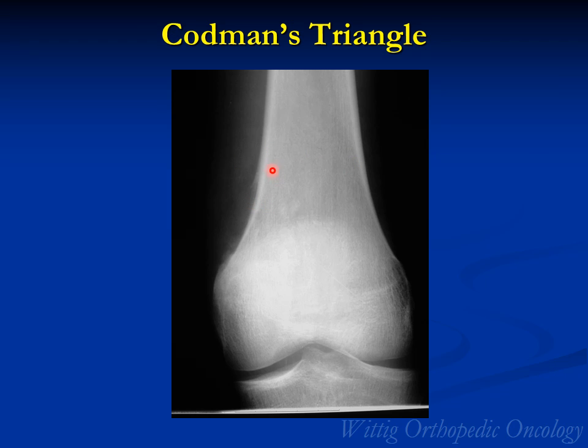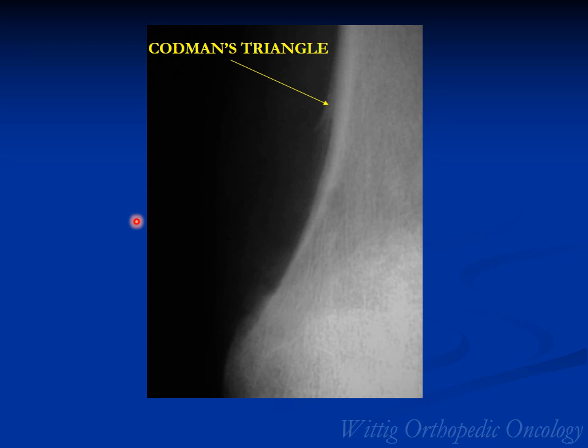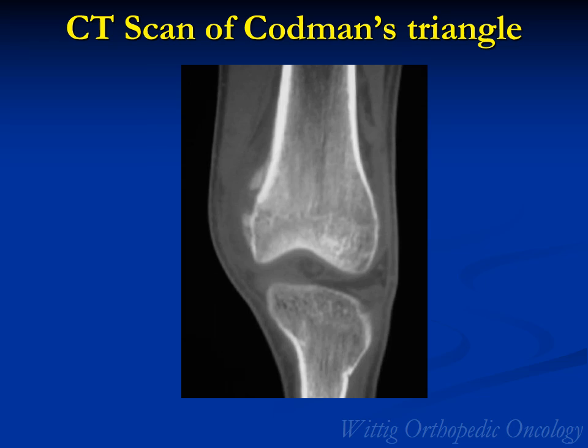Here's an example of a radiograph of a Codman's triangle adjacent to an osteosarcoma that grew into the soft tissues. You can see a little bit of ossification here in the soft tissues from the soft tissue component of the tumor. Here's an example of a Codman's triangle, an extension of the tumor into the soft tissues with fluffy cloud-like ossification. This is the CAT scan of the Codman's triangle.